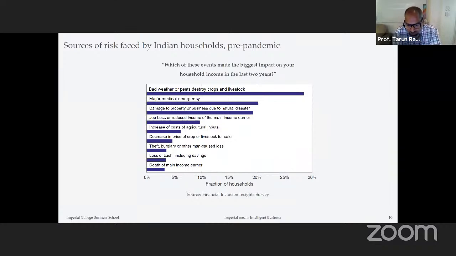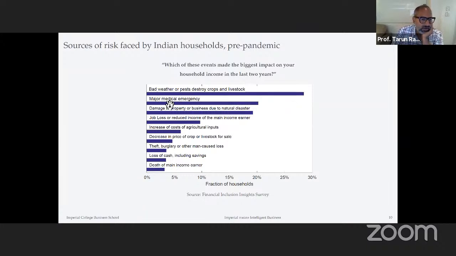Now, if we ask a different question, which we did in the household finance report that we provided in 2017, about the sources of risk that are faced by Indian households. And this is in the pre-pandemic era. And you were to ask them, and this is from the Financial Inclusion Insights Survey, which of these events made the biggest impact on your household income in the last 2 years? And you could see that bad weather or pests destroy crops and livestock is something that close to 30% of households are worried about and have impacted their household finances very adversely.